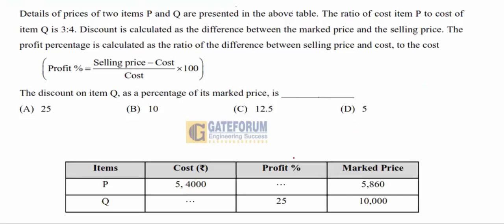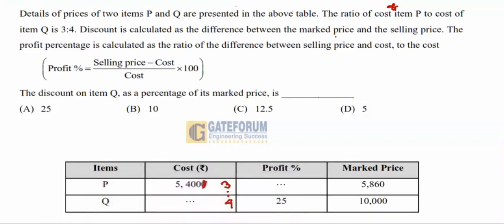The first question: details of prices of two items P and Q are presented in the above table. The ratio of cost of item P to cost of item Q is 3:4. Here are the items P and Q. These are the costs given. This is misprinting, this won't be there. It's 5,400. The cost of Q has not been given. What has been said is that the costs are in the ratio of 3:4.